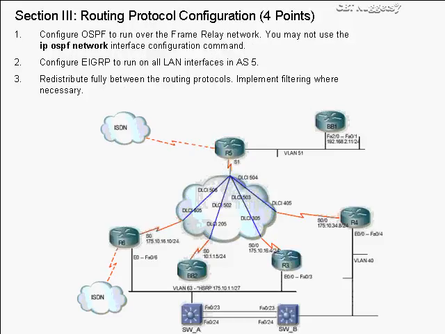And that brings us to section 3, the routing protocol configuration, 4 points. Typically in the CCIE lab exam, this will be where you spend the vast majority of your time. Look at the first step. Configure OSPF to run over the frame relay network. You may not use the IP OSPF network interface configuration command. As they do in typical Cisco fashion, they have limited the methods that we could use. By not using this command, that means we have to adopt whatever mode it accepts on that interface just out of the get-go.